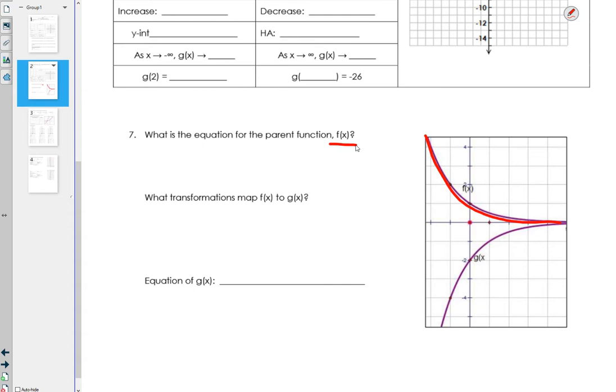Remember that in a parent function, no transformations have occurred. This is before you do any flips or stretches or anything like that. What type of function does that look like? Yeah, it looks like a decay, right? So when I'm coming up with f of x is equal to something to the x power, that something in the parentheses, I know it has to be a proper fraction. It has to be in between 0 and 1.